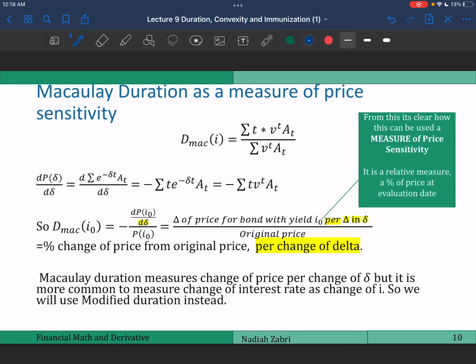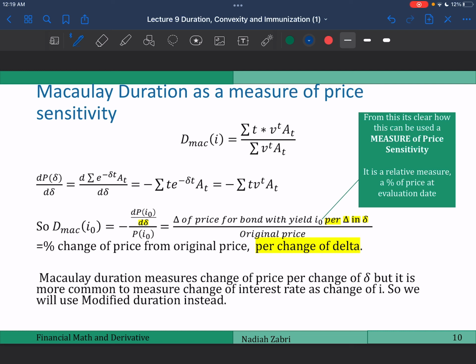Now that we know how to compute the Macaulay duration, how is it a measure of price sensitivity? Before this, I mentioned that the price sensitivity depends on Macaulay duration. Actually, the Macaulay duration can be used to measure the price sensitivity and hence measure the percentage change of price as yield changes.